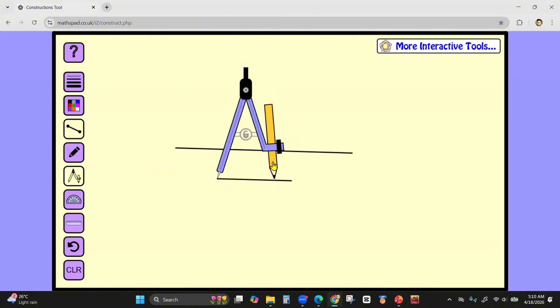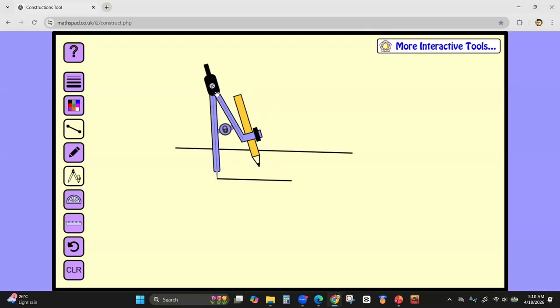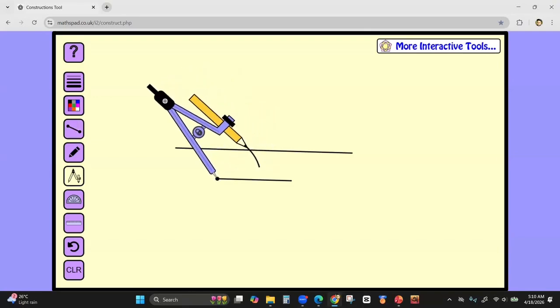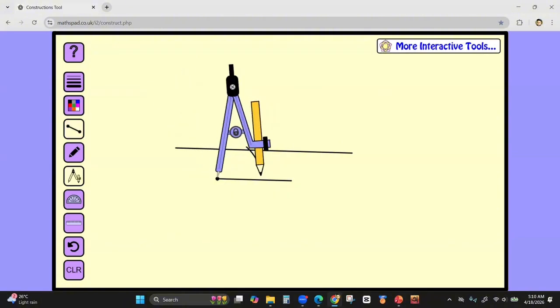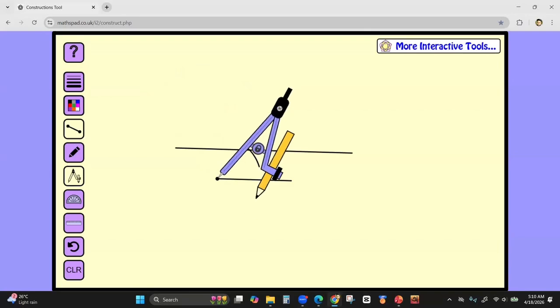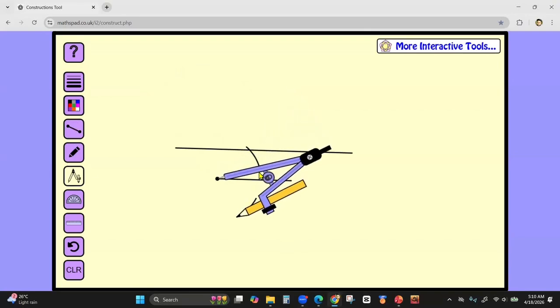We will take the compass, take a measurement that is more than half of this line. Okay, we are trying to bisect this line, so you have to take a radius to draw the arc which is more than half of the line. Once you have taken it, just lock it, then draw the arc. One arc above the line, another arc you have to draw below the line. You can see we have drawn 2 arcs.